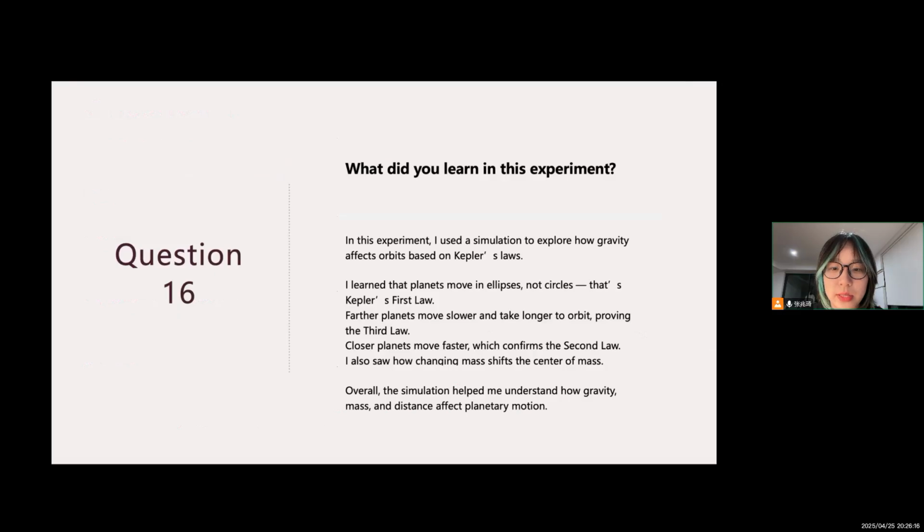From this experiment, I used a simulation to explore how gravity affects orbits based on Kepler's laws. I learned the planets move in ellipses, not circles, that's Kepler's first law. Further planets move slower and take longer to orbit, proving Kepler's third law. And closer planets move faster, which confirms the second law. I also saw how changing mass shifts the center of mass. Overall, the simulation helped me understand how gravity, mass, and distance affect planetary motion.